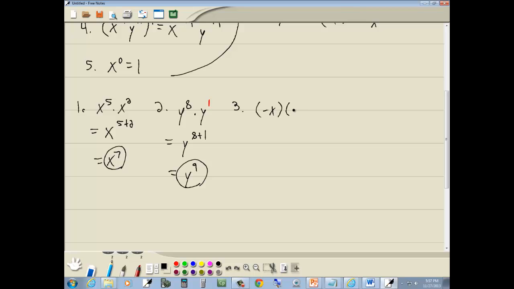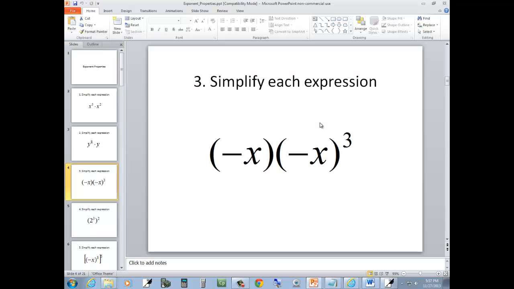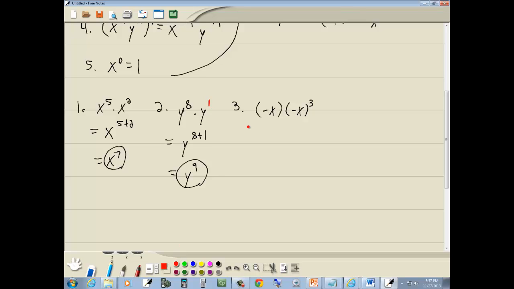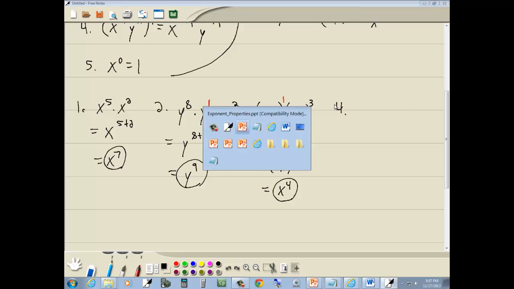Here we got negative x times negative x to the third power. Now, again, this doesn't have an exponent, but I could always put a 1 there. It doesn't matter what you're dealing with. If you got negative x to a power times negative x to a power, as long as these are the same, then you can add the exponents. So that'll become negative x to the 1 plus 3, which gives you a negative x to the fourth power. And anytime you're taking a negative to an even power, then it becomes positive. So this is going to become x to the fourth. And that's our answer.